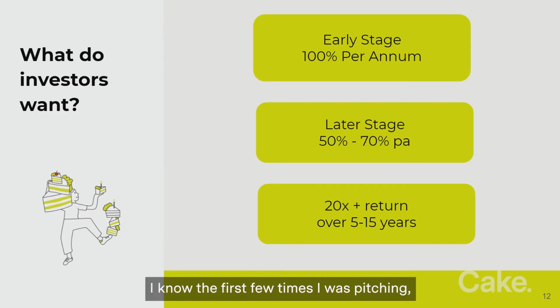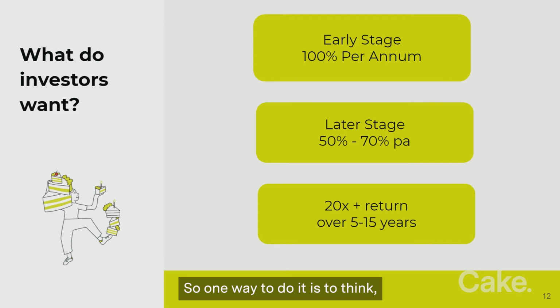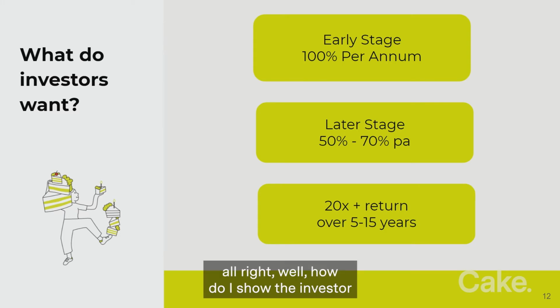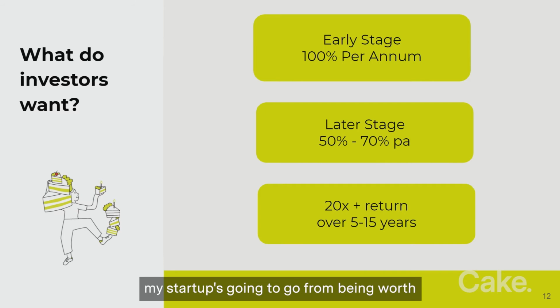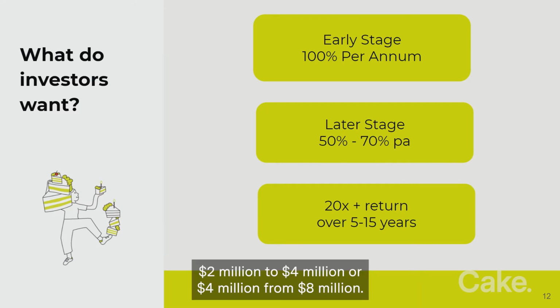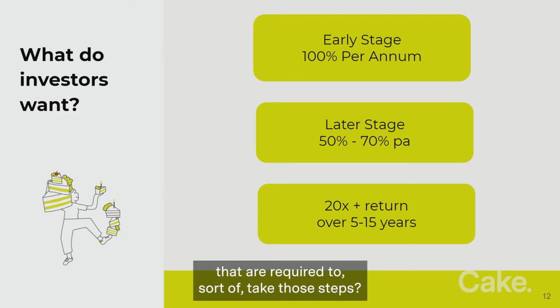I know the first few times I was pitching, it was a really big challenge to be able to articulate both those things. So one way to do it is to think, all right, how do I show the investor that in the next 12 months, my startup's going to go from being worth $2 million to $4 million, or $4 million to $8 million? And how am I going to hit the milestones that are required to take those steps?